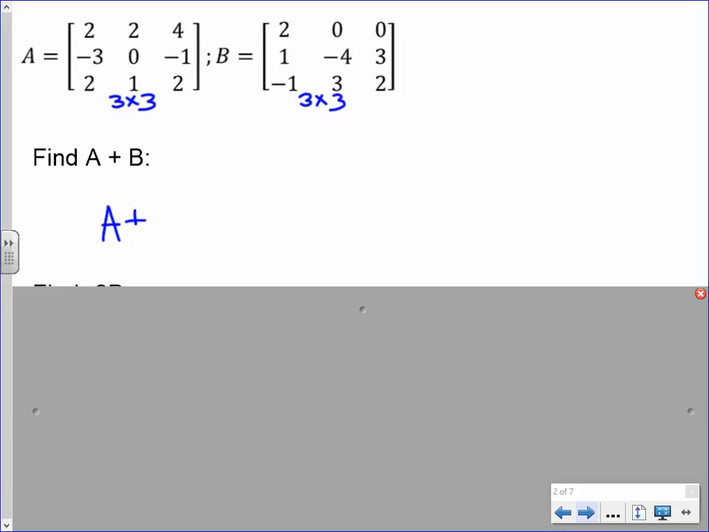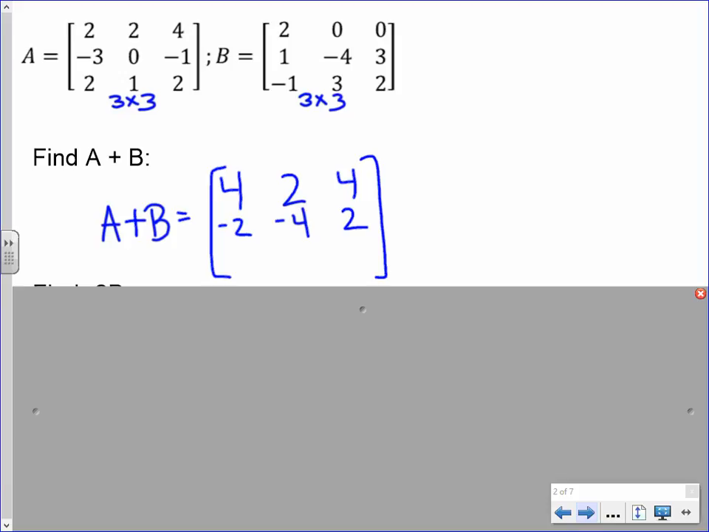If we are going to find A plus B, we are going to have a 3 by 3 matrix, where for our first entry in the first row, we're going to take 2 plus 2. First row, second entry, 2 plus 0. Third entry, 4 plus 0. Oh, yep, sorry. And then we're going to move to the second row. Negative 3 plus 1, 0 plus negative 4, and negative 1 plus 3. And we're going to move to the third row. 2 plus negative 1, 1 plus 3, and 2 plus 2. Like I said, what's going to take us the most time is writing down the problem.